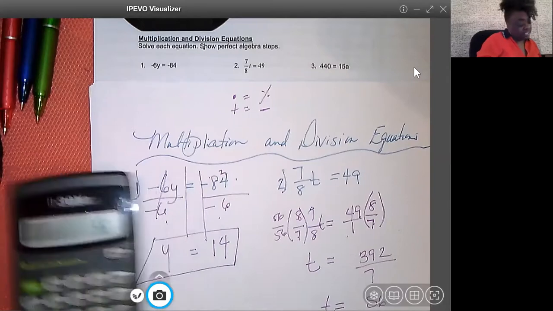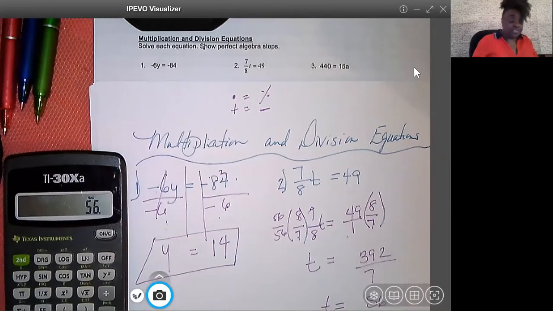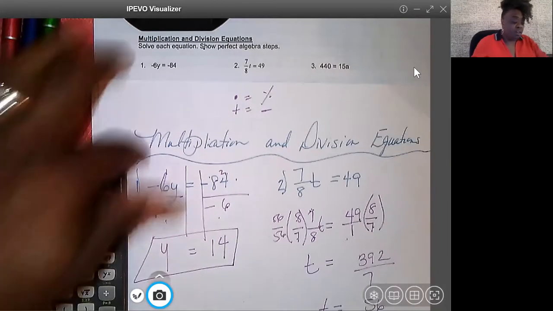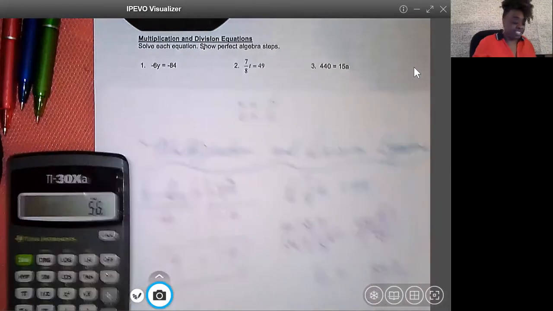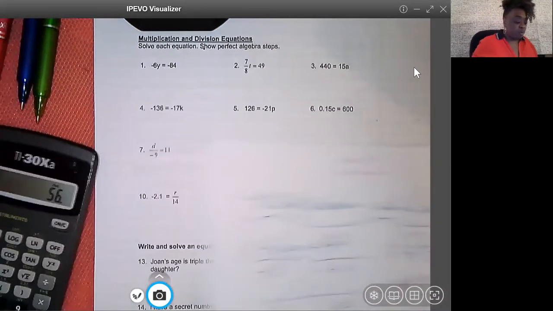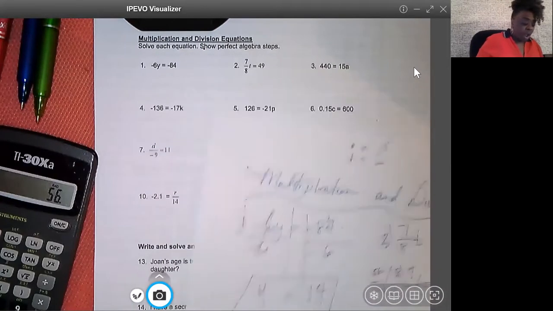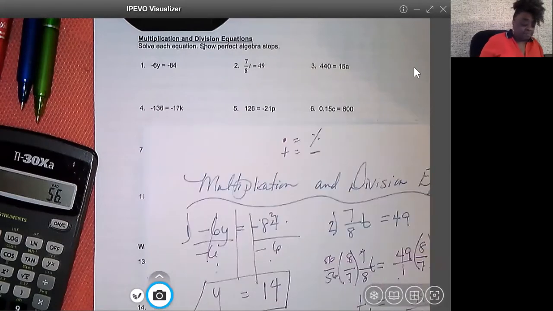So to isolate the variable, you want to do the opposite of whatever that operation is. So here was multiplication, this one was division, so we multiply by the inverse operation. All right, so that's number 1 and 2. So that just kind of gives us some practice at that.